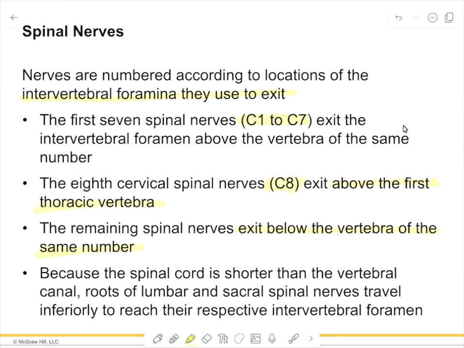So because the spinal cord is shorter than the vertebral canal, the roots of the lumbar and sacral spinal nerves travel inferiorly to reach their respective intervertebral foramen.